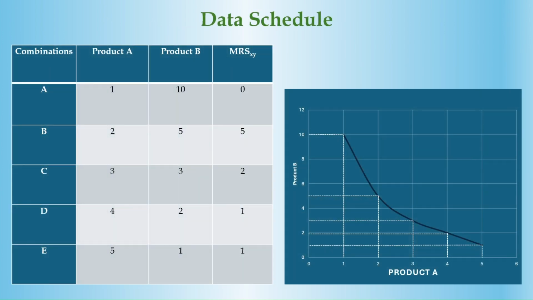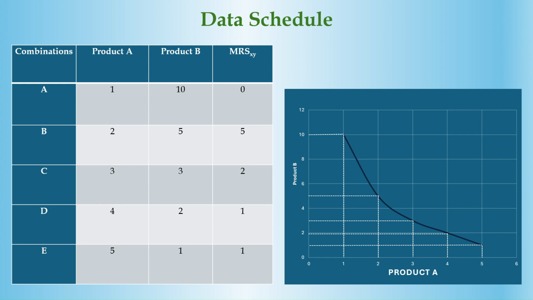Here we have the data schedule. We have a table and a graph. On the left hand side, as the table is showing, we have different combinations, five combinations A, B, C, D, E, of two products, product A and product B. In combination A, a consumer is consuming product A 1 unit and product B 10 units, and here the MRS is 0.